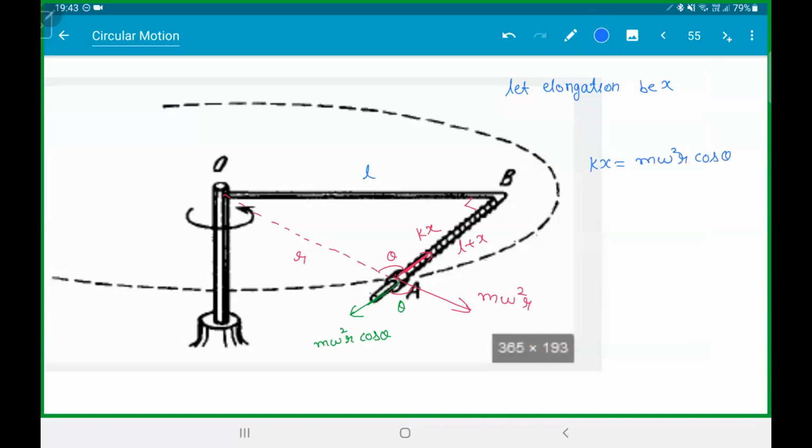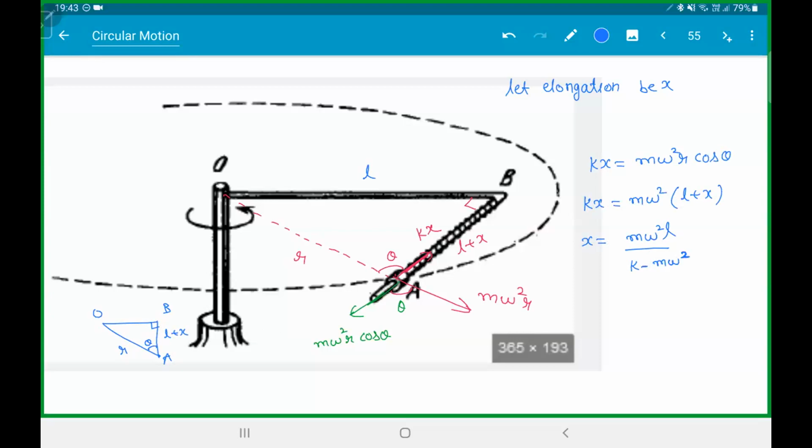But what is r cos theta? So in this triangle OAB, this is theta, this is r, and this is this. So r cos theta is L plus x. We get kx equals m omega square times (L plus x). Bring x to one side and shift everything to that side. We get x equals m omega square L by (k minus m omega square).